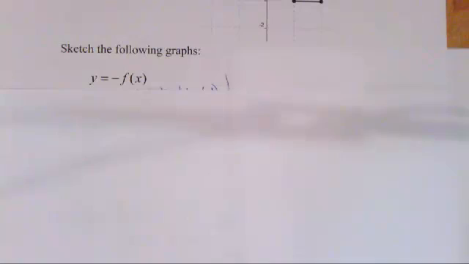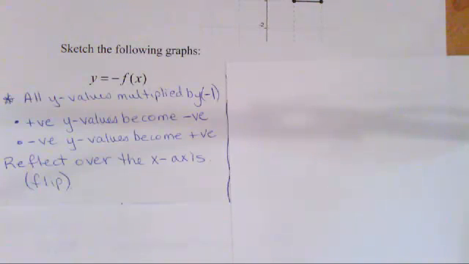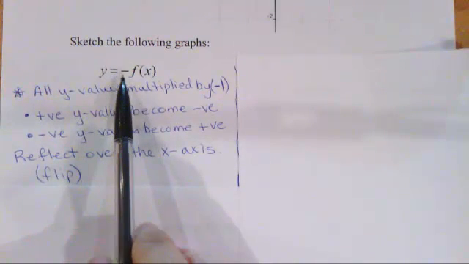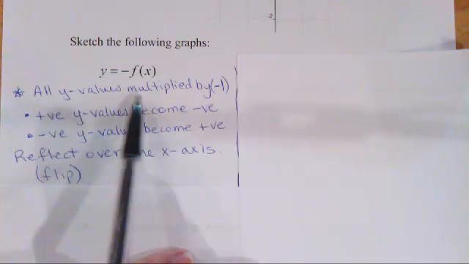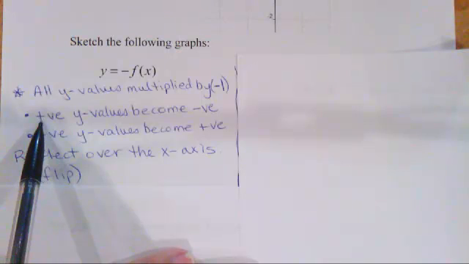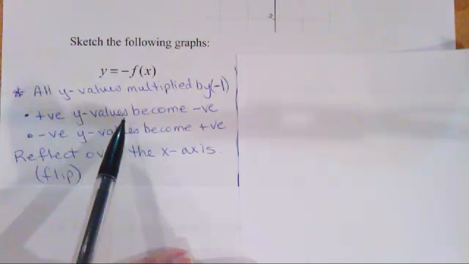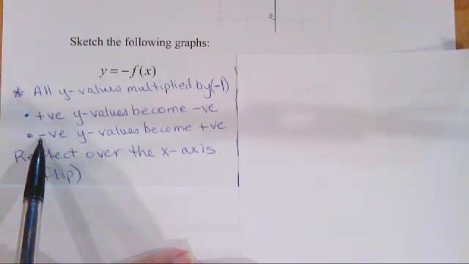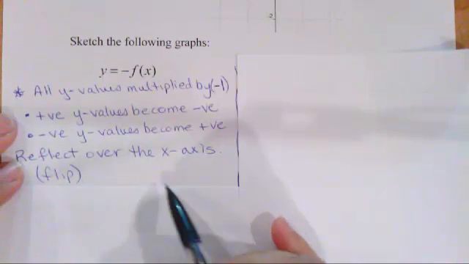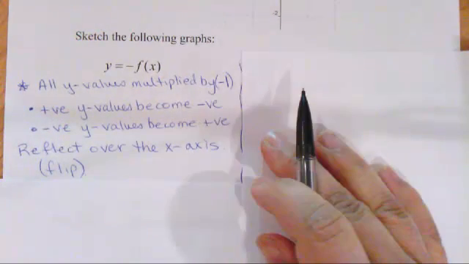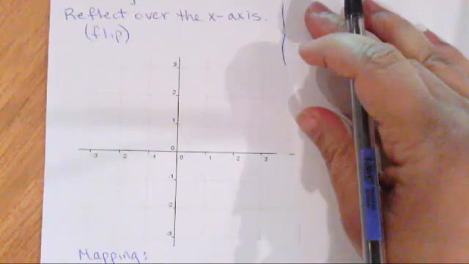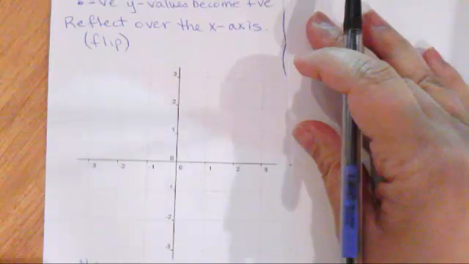If we look a little more specifically at these, when the negative is out here, what happens? We multiply all values by -1. You could also look at it as where you have your positive y values, they now become negative, and your negative y values now become positive. What that looks like on the graph is a reflection over the x-axis. So let's actually do this example and see how it's affected.